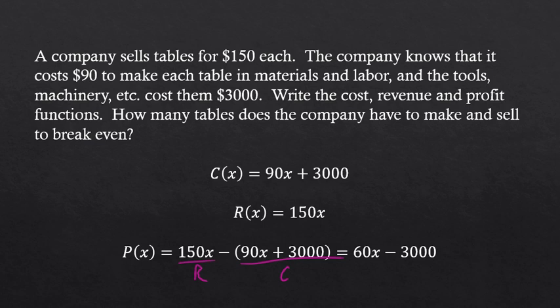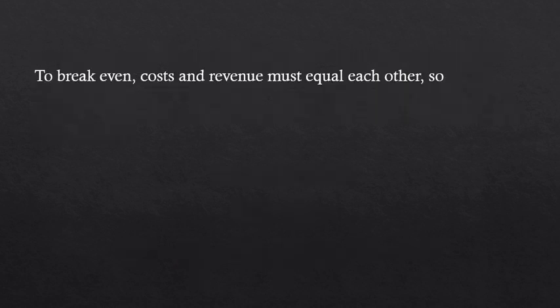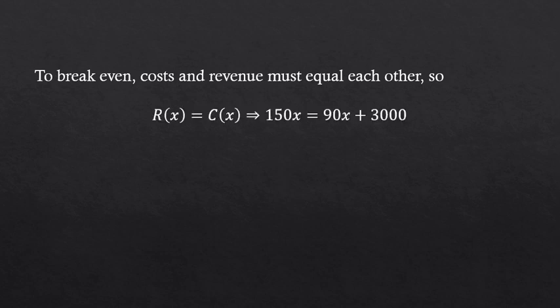Now, how many tables does the company have to make and sell to break even? Well, to break even, your revenues and your costs have to equal each other. Or in other words, your profit would be zero. You didn't lose money, but you didn't make money as well. So saying R of X equals C of X implies that 150x has to equal 90x plus 3,000.